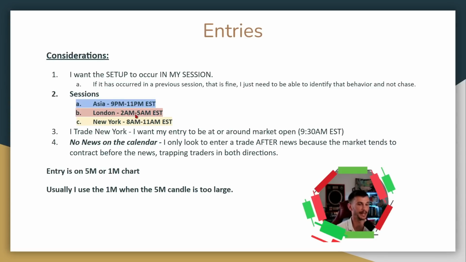London is 2 a.m. to 5 a.m. Eastern. New York is 8 a.m. to 11 a.m. Eastern. All right, I personally trade the New York session, so I want my entry to be around that market open time, 9:30 a.m. Eastern Time. I want there to not be any news on the calendar when I'm looking to take my entry. So if there's news at 10, I have to wait until after 10 and see if it's still set up properly after that news event.